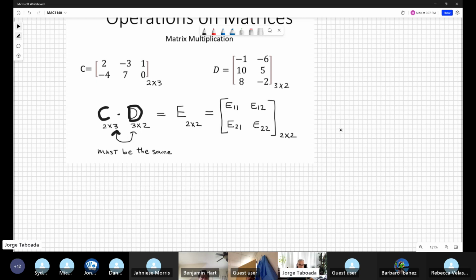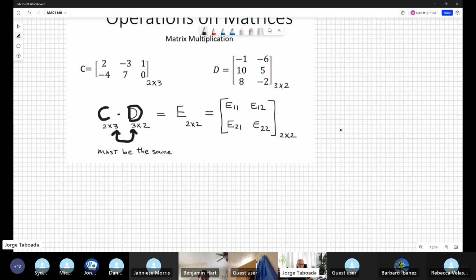If that number coincides perfectly with this number, in other words, the number of columns of the first matrix, 3, which is the second number in the dimension, is equal to the number of rows of the second matrix, then it's a perfect match and we can perform the multiplication of the matrices. Otherwise, no. And the new matrix we obtain, I call E, capital E, is 2 by 2.